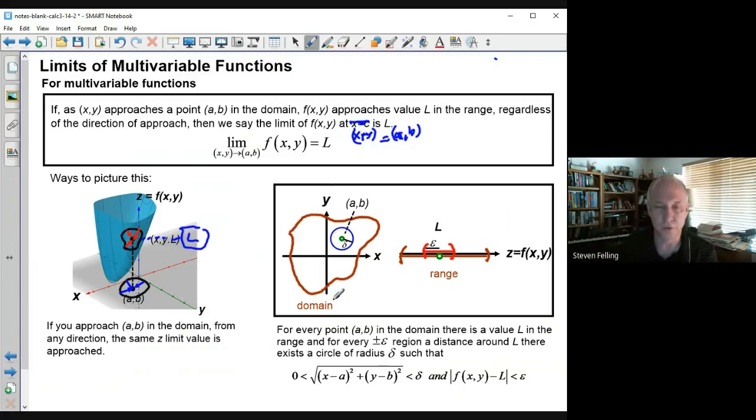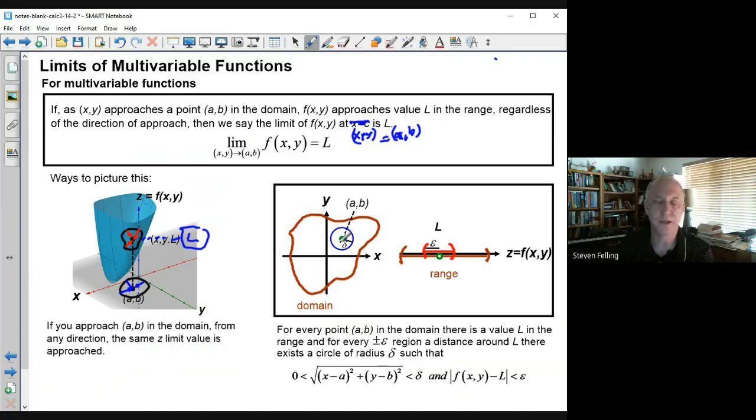Another way to think of it is to write the domain and range separately. You can think of the domain as the set of x, y points, and maybe there's an allowable domain here, and within that, there's a point (a, b). So we're approaching (a, b), and that domain results in a range of output values. As we get closer and closer to this point (a, b), whether it exists there or not, there is a value.